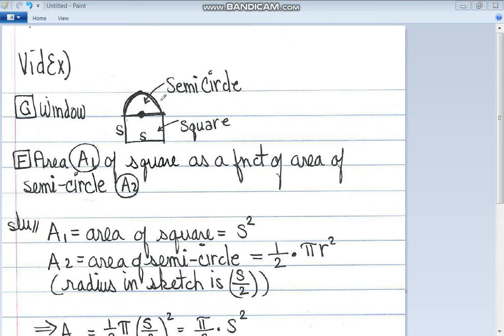And then right on top is a semicircle. It's a half circle. If you went down on the bottom, you'd have a full circle. The distance from the center to any edge is the same distance. It's called the radius, right?